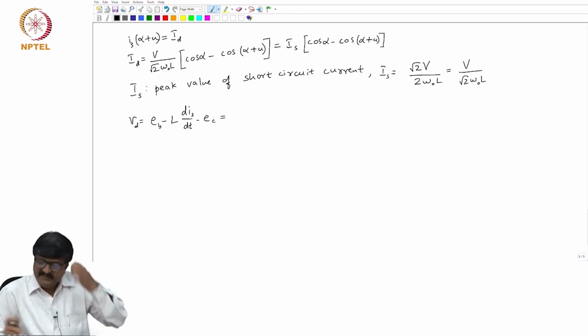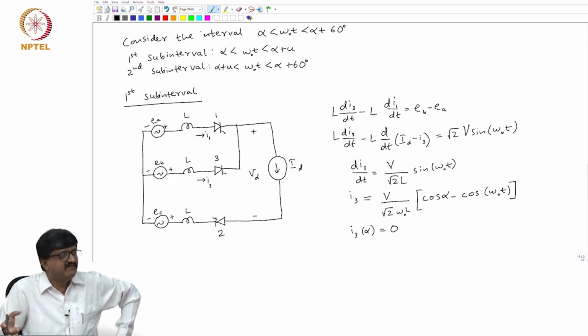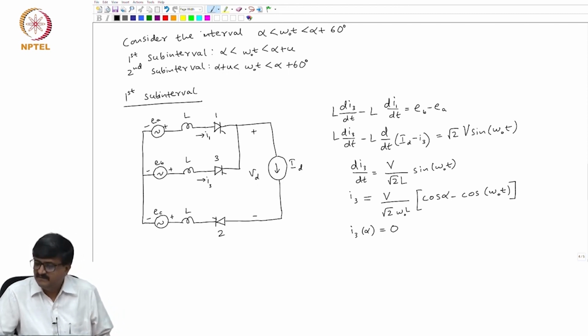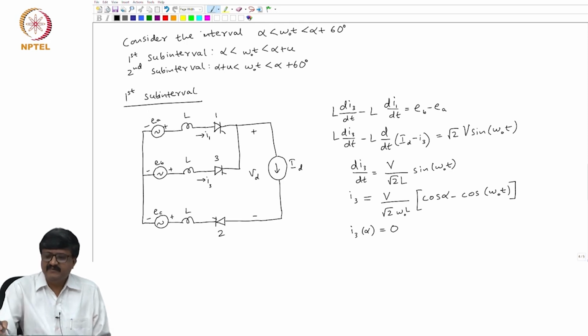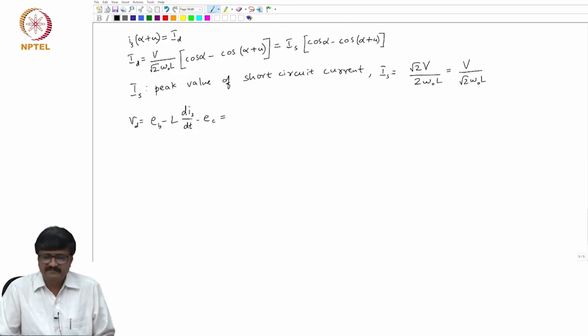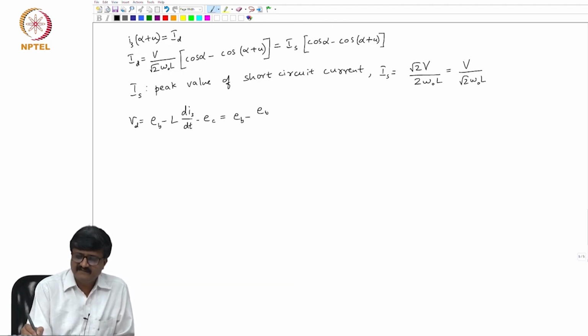So, what is this L dI3 by dt? We have an expression for L dI3 by dt. Just go back to the previous page. L dI3 by dt is nothing but, can I relate that to EB and EA? From the first equation, L dI3 by dt is nothing but EB minus EA by 2, because L dI1 by dt with a negative sign is nothing but plus L dI3 by dt. So, it is EB minus EA by 2. So, I have EB minus L dI3 by dt is EB minus (EB minus EA) divided by 2 minus EC.